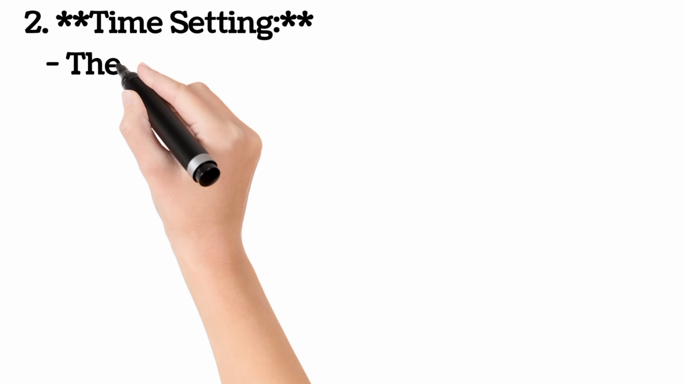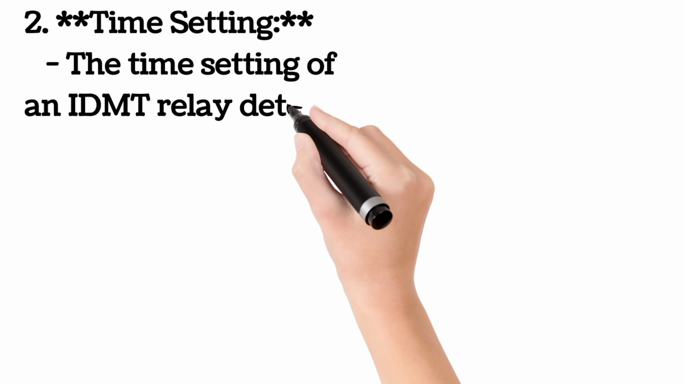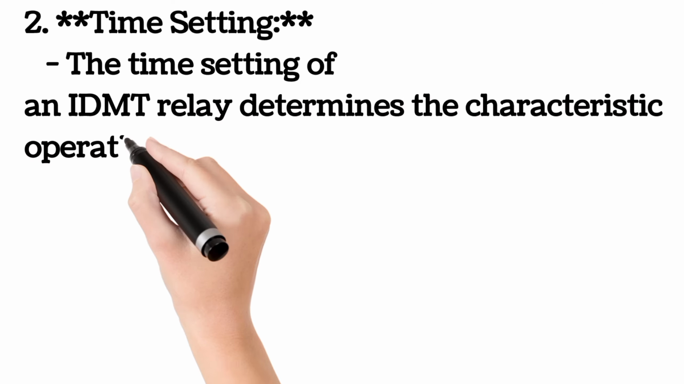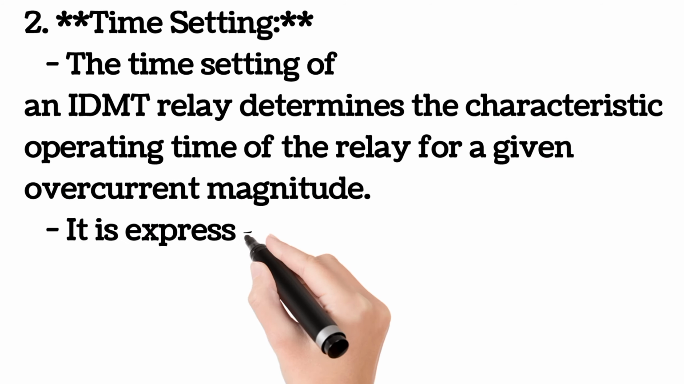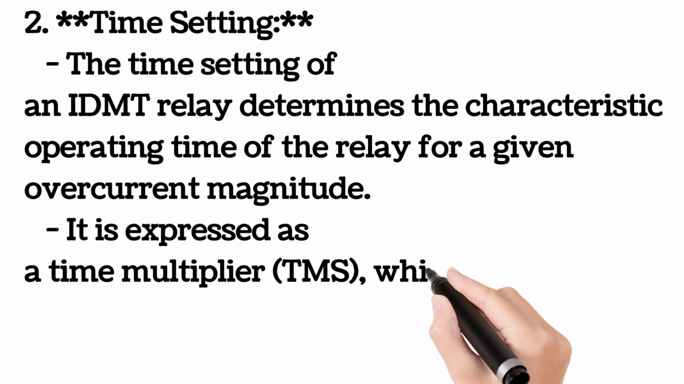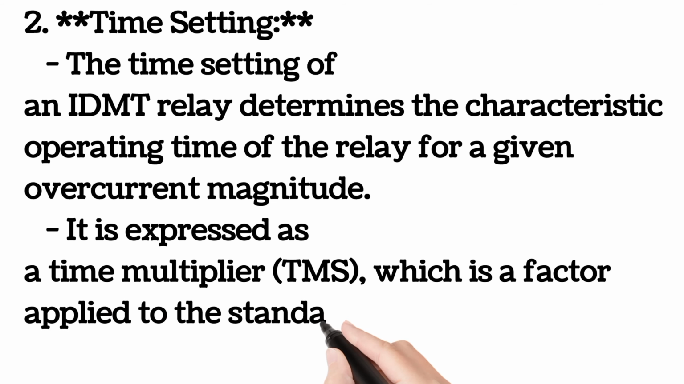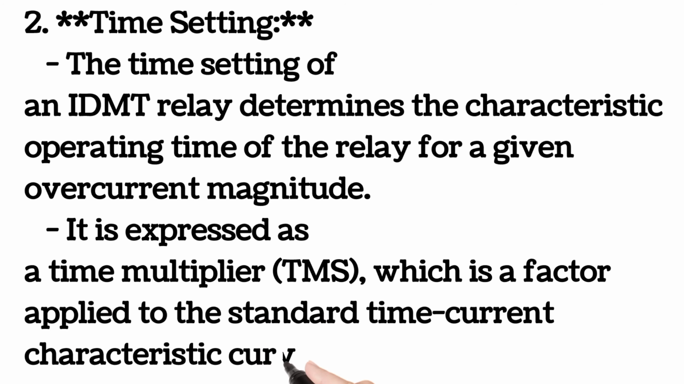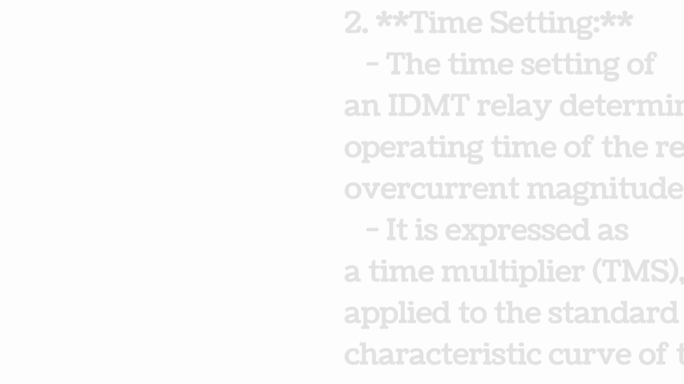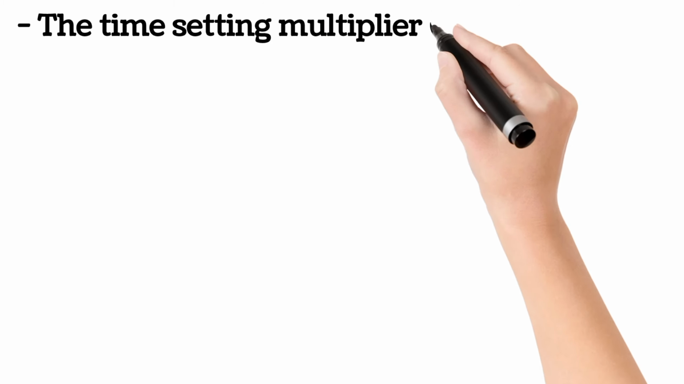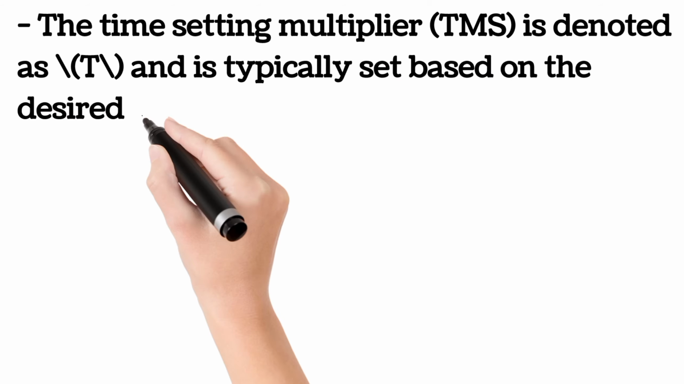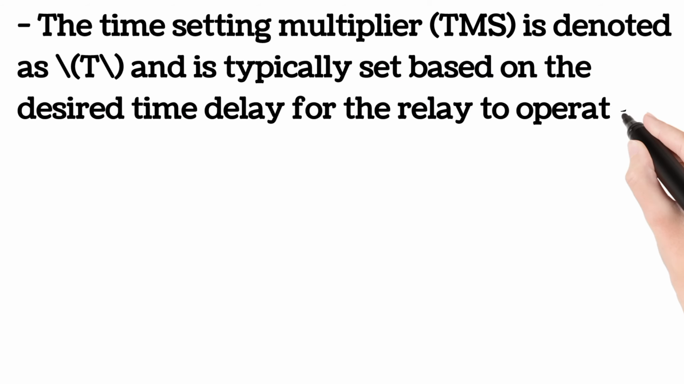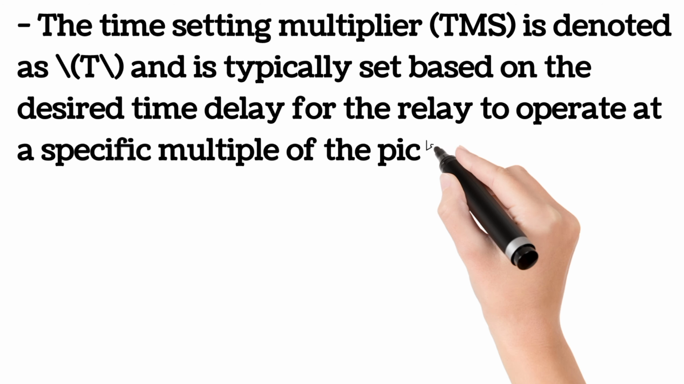2. Time setting. The time setting of an IDMT relay determines the characteristic operating time of the relay for a given overcurrent magnitude. It is expressed as a time multiplier, TMS, which is a factor applied to the standard time-current characteristic curve of the relay. The time setting multiplier, TMS, is denoted as T, and is typically set based on the desired time delay for the relay to operate at a specific multiple of the pickup current.